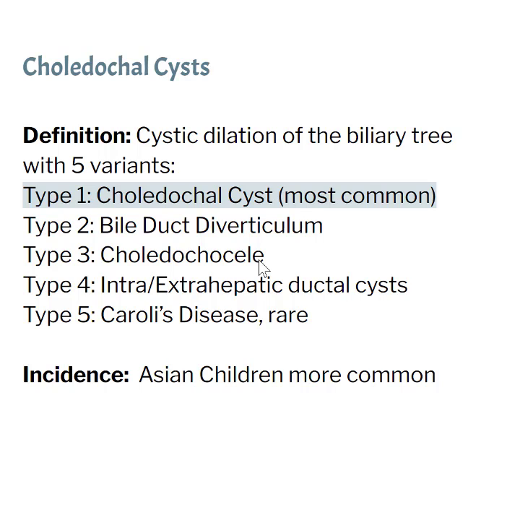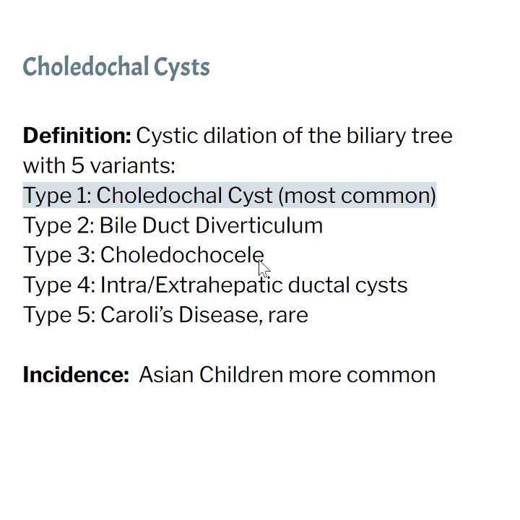Next up then, we have choledochal cysts. Choledochal cysts is something that we have visited in the past when we talked about hepatic cysts, but choledochal cysts, as a reminder, are cysts that form of the biliary tree, typically representing some sort of dilation of the biliary tree. There are 5 variants of choledochal cysts.